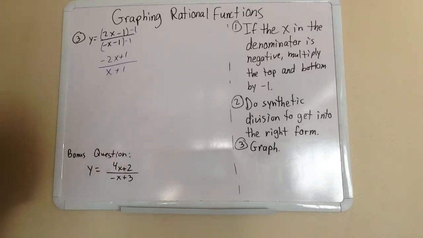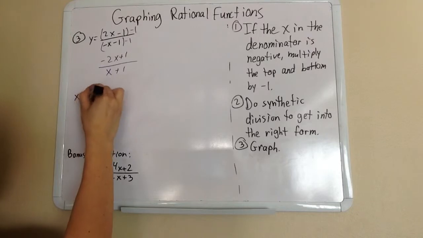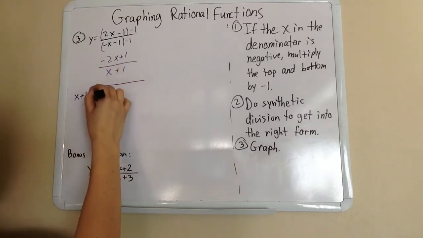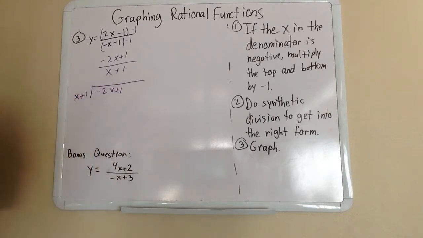Alright, now we're going to go ahead and do our synthetic division. Actually, you know what? I'm going to show you how to do it with long division, in case you're like, I'm not so sure about synthetic division, let's look at long division. To me, it's a little bit more logical. So this is really asking us to divide. So it's negative 2x plus 1 divided by this x plus 1.